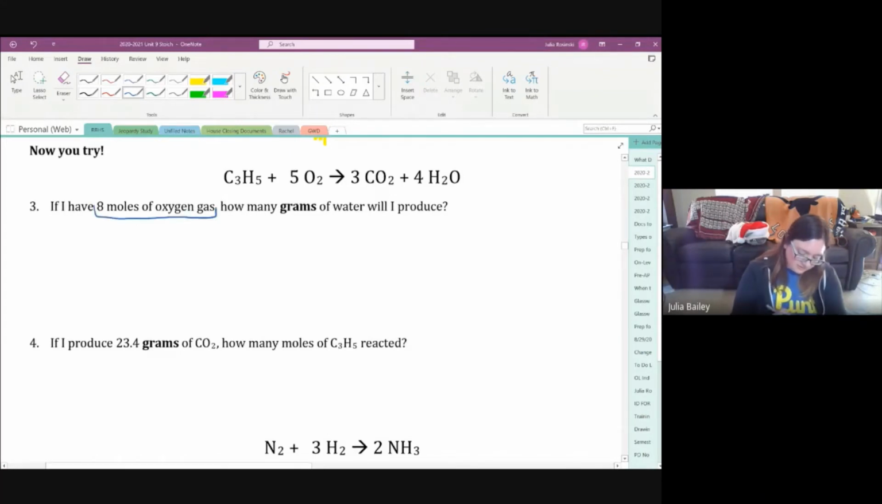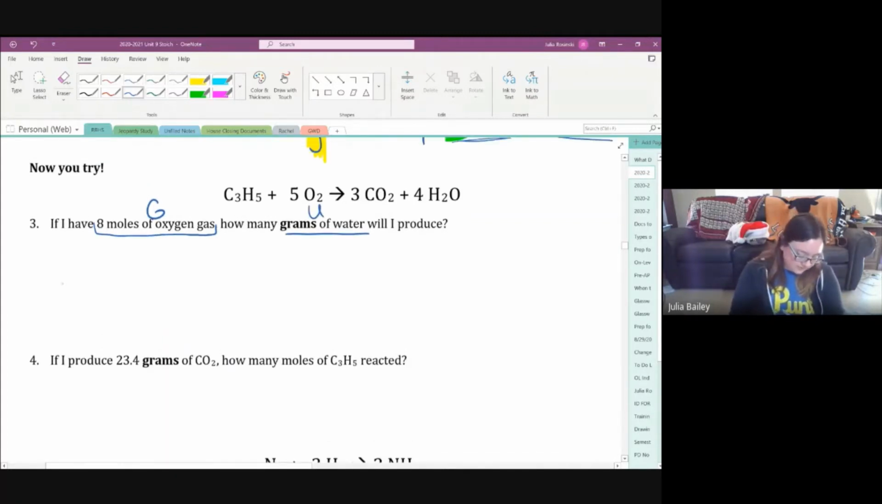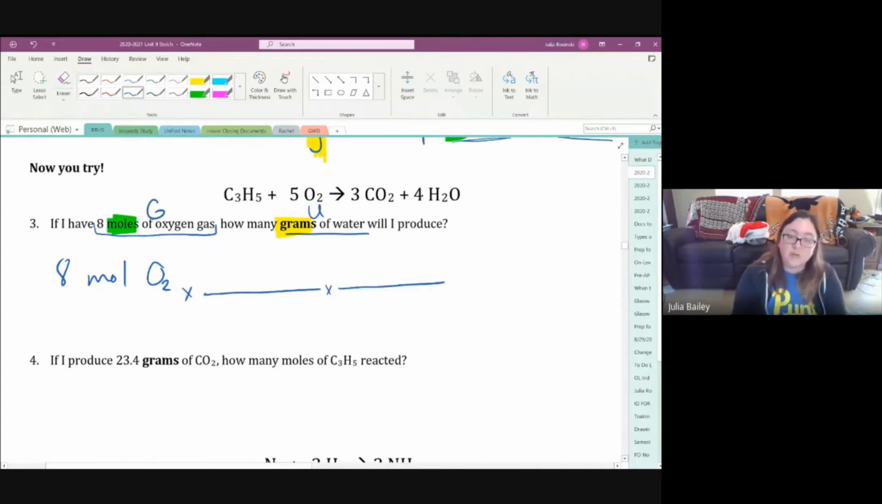Number 3 down here, your given is moles of oxygen and your unknown is grams of water. So again, I know I'm going to start with the given always. If I notice that my given is moles and my unknown is grams, that actually tells me I'm going to need 2 fractions. This is a 2-step problem. And I know that what goes up must come down. So I'm going to put moles of O2 on the bottom of the next fraction. I know that whatever the unknown is goes on top at the end. So grams of water is the unknown that goes on top at the end.